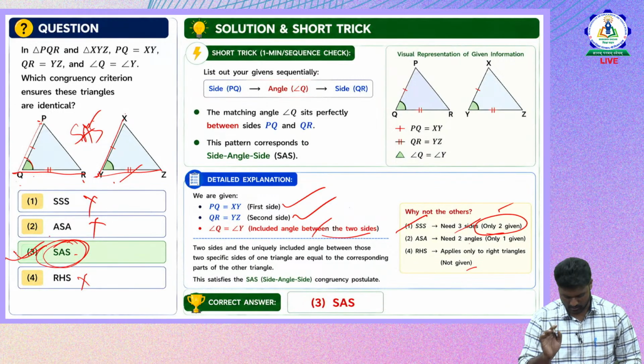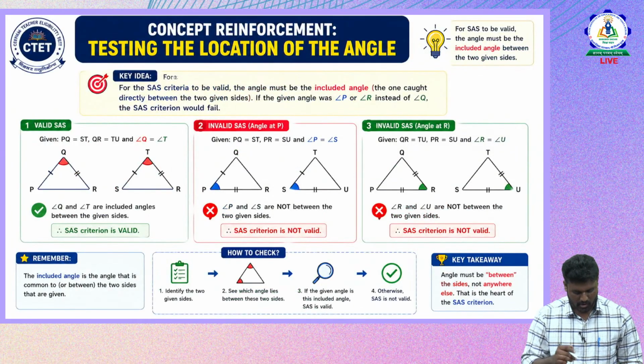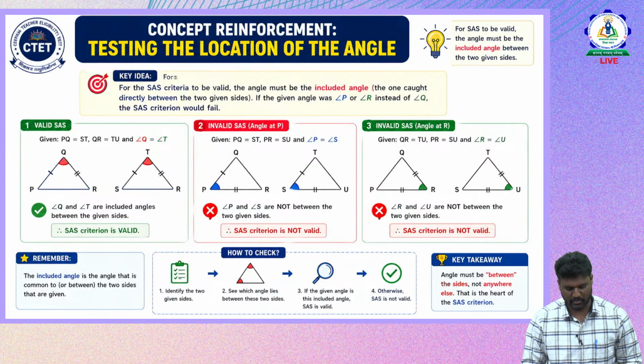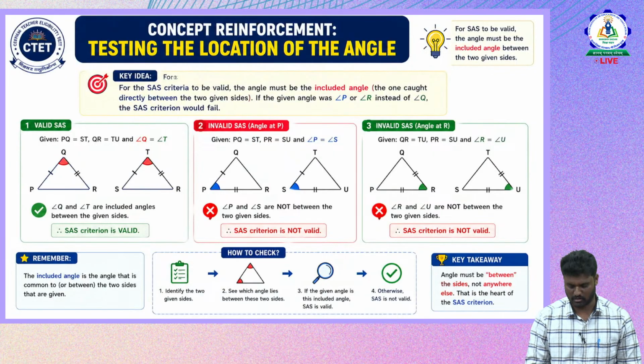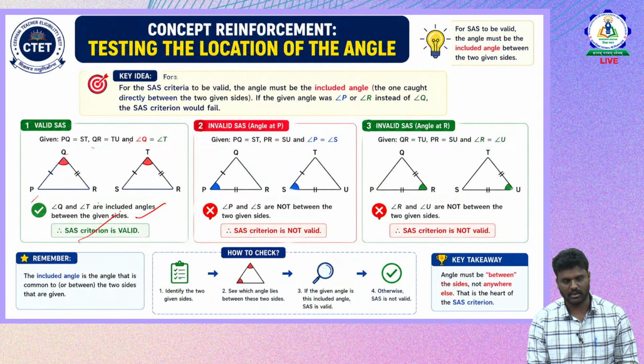Only option 3 is the correct one. Now, how do you verify whether it is correct or not based on the SAS criteria? For valid SAS, given PQ is equal to ST, then QR is equal to TR in the given triangle, and angle Q is equal to angle T. So angle Q and angle T are the included angles between the given sides. Therefore this SAS criterion is valid.